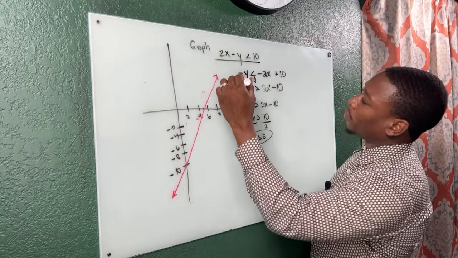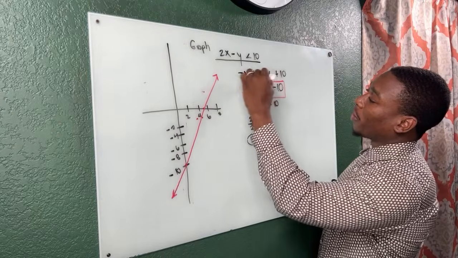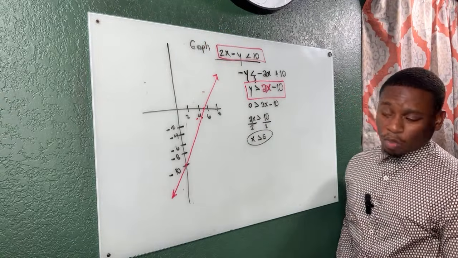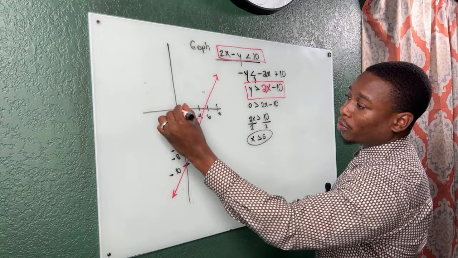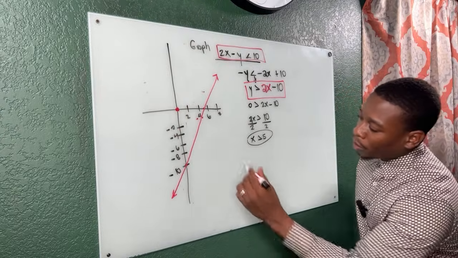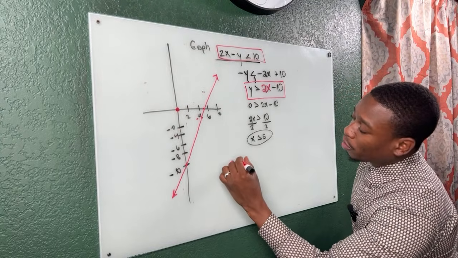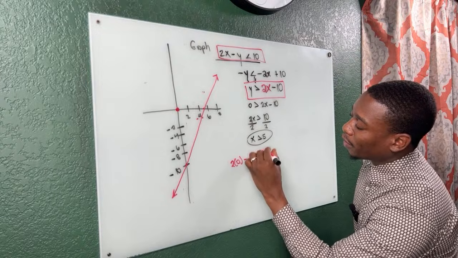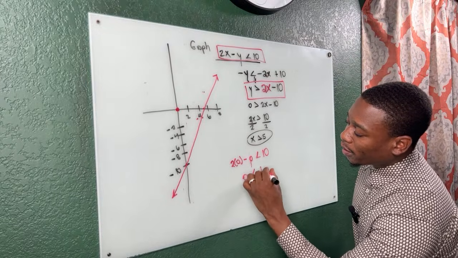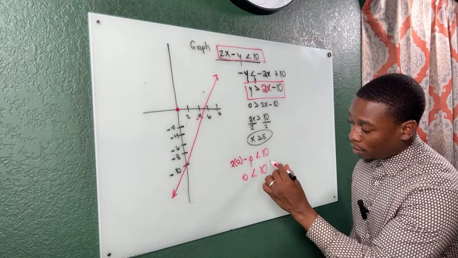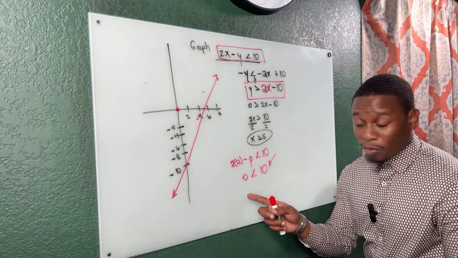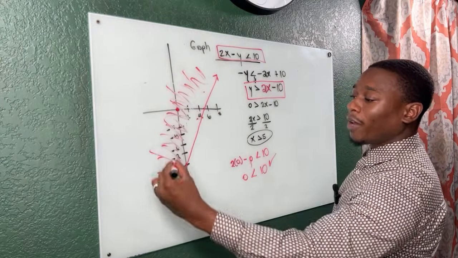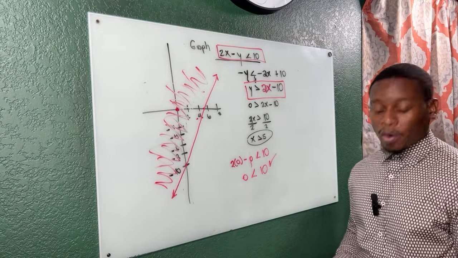So here goes my equation, right? We could use this one, or we could use the original one. I'm going to use the original one, and I'm going to use the point 0, 0. So now I'm saying that 2 times 0 minus 0 is less than 10. So now we're saying that 0 is less than 10. If it is a true statement, we're going to shade on the side where that point is. So since this is true, this is how we're going to shade it. If they ask you to graph and shade this linear inequality, this is how we would do it.